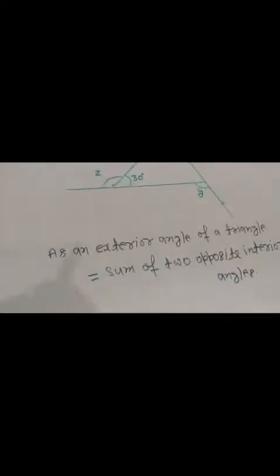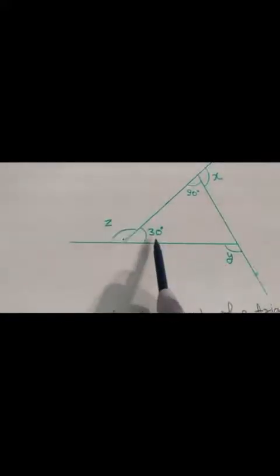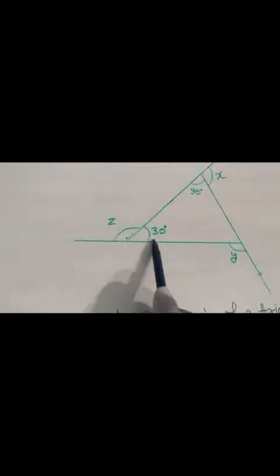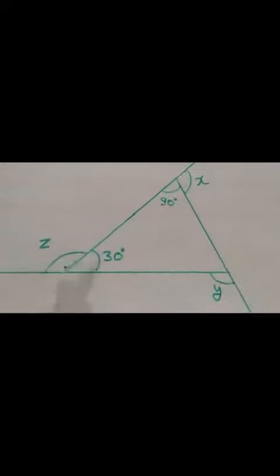Clear? In this figure you can see here y is the exterior angle, this is equal to the sum of two opposite interior angles. 30 plus 90 is the opposite interior angles. Okay, so y is equal to 30 degree plus 90 degree. So y is equal to 120 degree.